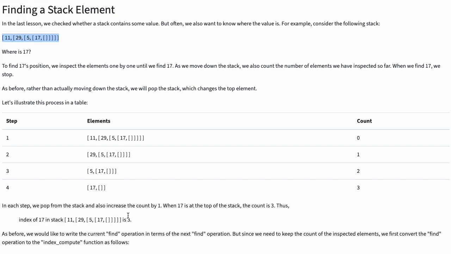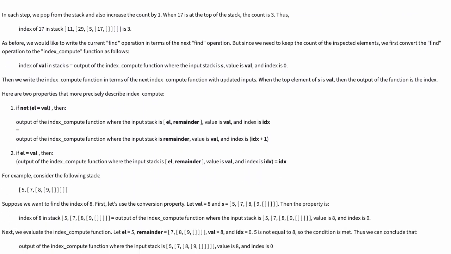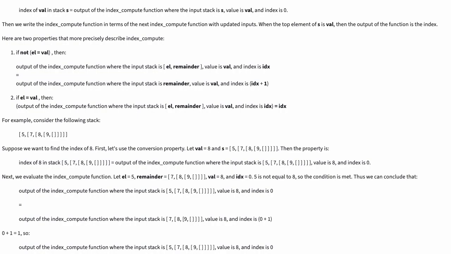As before, we would like to write the current find operation in terms of the next find operation. But since we need to keep the count of the inspected elements, we first convert the find operation to the index compute function as follows. Index of val in stack S is equal to the output of the index compute function, where the input stack is S, value is val, and index is 0. The expression is much longer now, but all we really have done is added one new input called index.